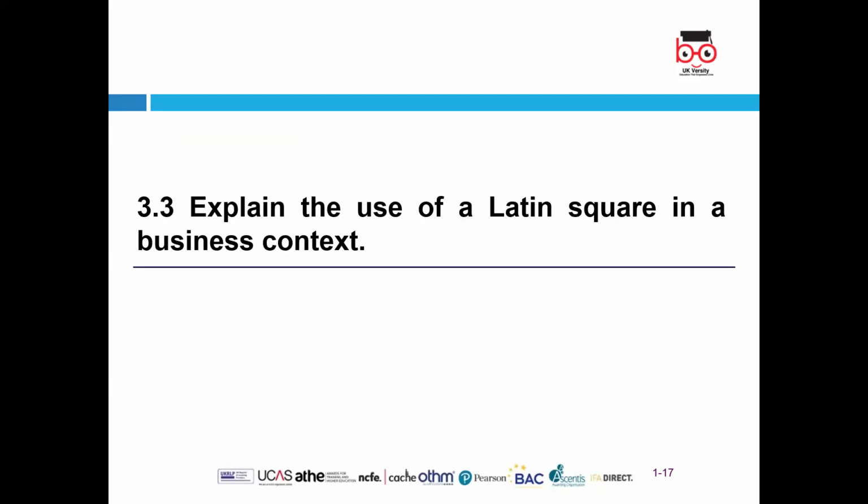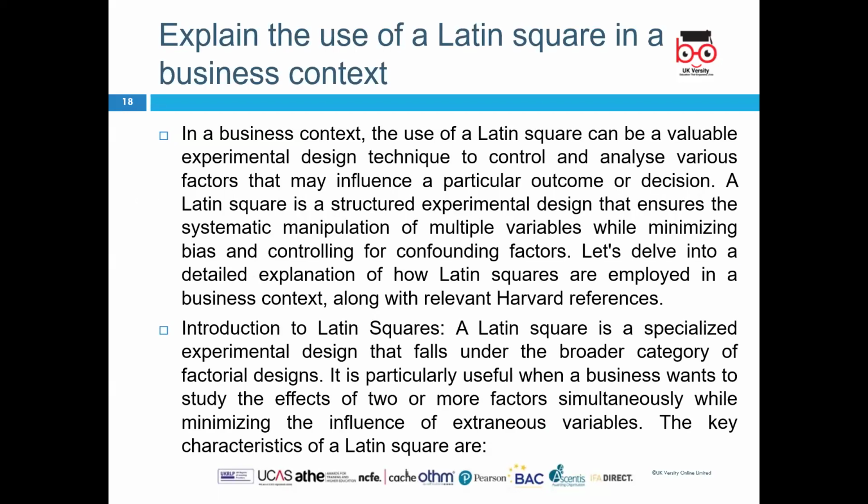So next we look into the use of a Latin square in a business context. In a business context, Latin square can be a valuable experimental design technique to control and analyze various factors that may influence a particular outcome or decision. So what is basically a Latin square? It is a structured experimental design that ensures the systematic manipulation of multiple variables while minimizing bias and controlling for confounding factors. It falls under the broader category of factorial design.